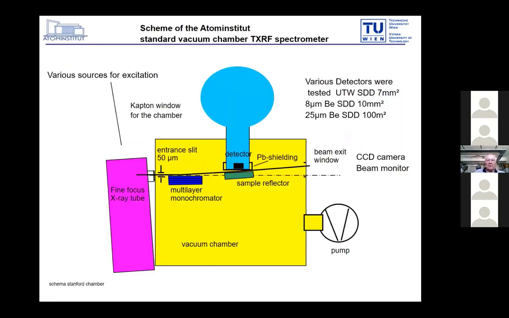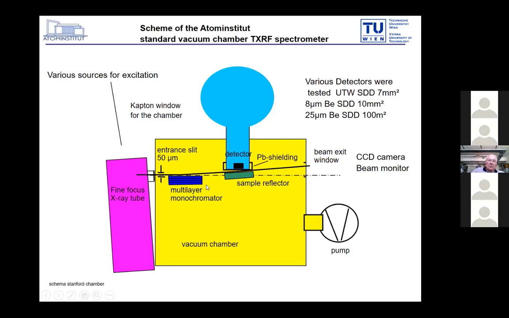Now we're coming to the chamber where the measurements in principle were done. I will show you two chambers. This is our old vacuum chamber without sample changer, and at the end I show you the one with sample changer, and the setup in fact is the same. We have the X-ray source, fine focus tube, high power, low power.